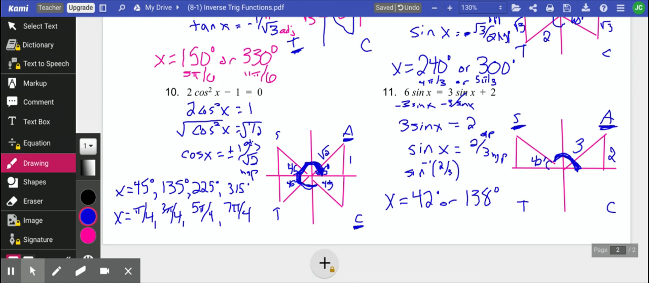Now, if you want to convert these to radians, you still can, just like we did on the other ones. Just multiply this by pi over 180 and multiply this by pi over 180. And that will give you your answer in radians. And you could actually do it. Go ahead and multiply the pi and just give it as a decimal answer. This is 0.73 radians. And this one is 138 times pi over 180. This one's 2.4 radians. Okay.